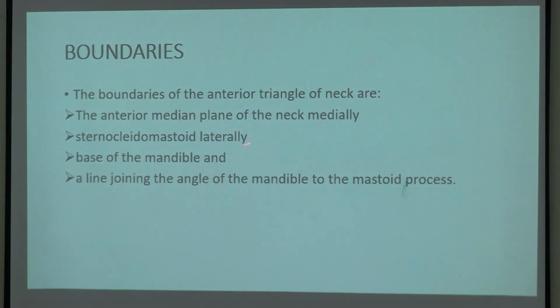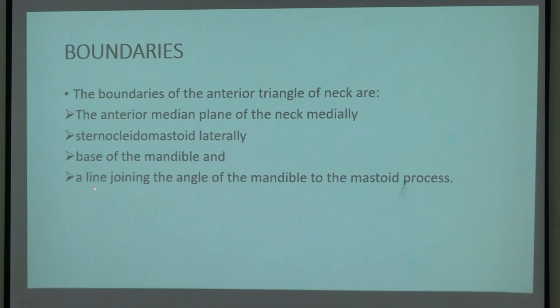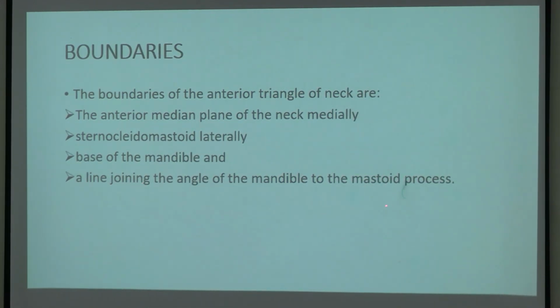Next, the boundaries. The boundaries of the anterior triangle: the anterior median plane of the neck which is present medially, then we have sternocleidomastoid muscle which is present laterally, the base of the mandible which forms the base along with the imaginary line, then we have a line that joins the angle of the mandible to the mastoid process.